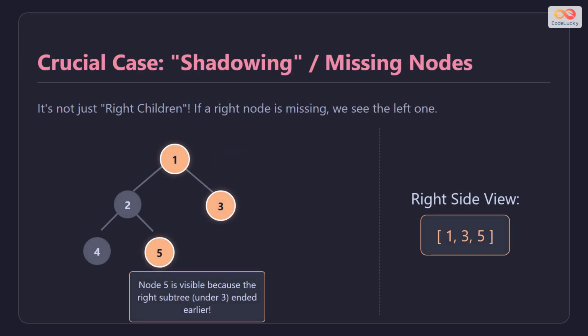Here is the most important part of this problem. Many beginners assume we just need to collect all the right children. That is incorrect. Look at this example. Node 3 has no children. However, Node 2 has a right child, Node 5. Because the right side ended early at Node 3, Node 5 becomes visible from the right side. This is called shadowing. If a right node is missing, you see the node behind it.